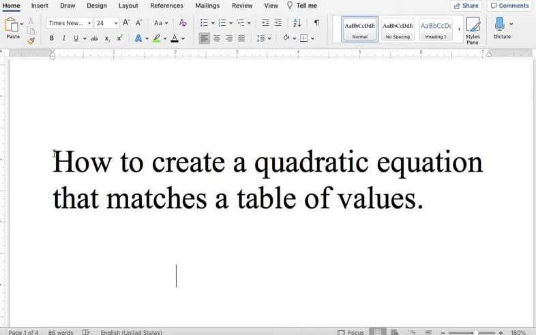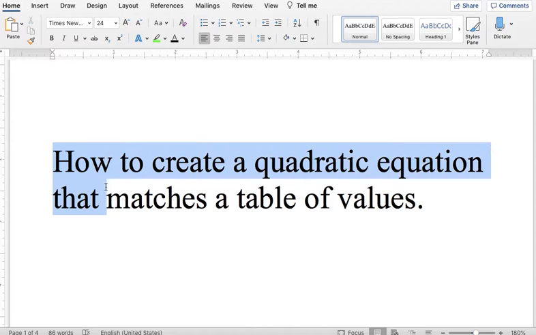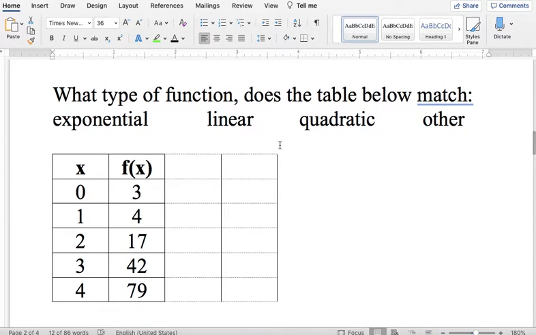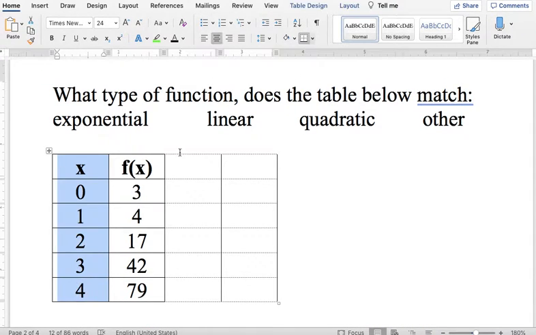In this video, we're going to be discussing how to create a quadratic equation that matches a table of values. So first, let's say we have this table right here, where we have some x values and some y values, or f of x values, and you're given this question: what type of function does this table match? So you need to first look for a pattern.